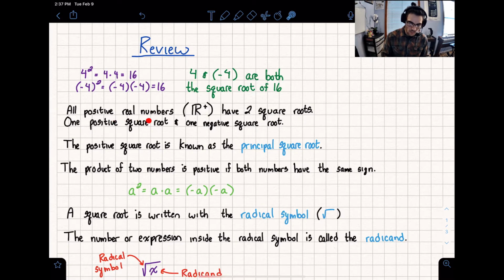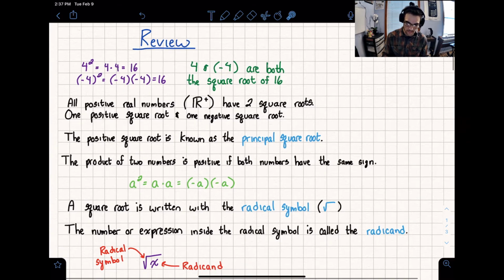So, all positive real numbers have 2 square roots, one positive square root and one negative square root. Note here, this is just shorthand for positive real numbers. As we went over in my numbers video, this means the real numbers, and the plus up here just lets us know they're positive. So, anyway, as we could see from this example, 16 has a positive and a negative square root, 4 and negative 4.